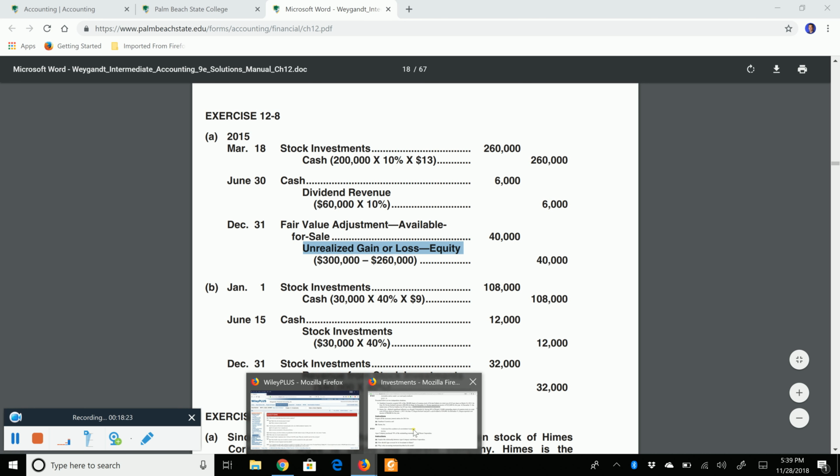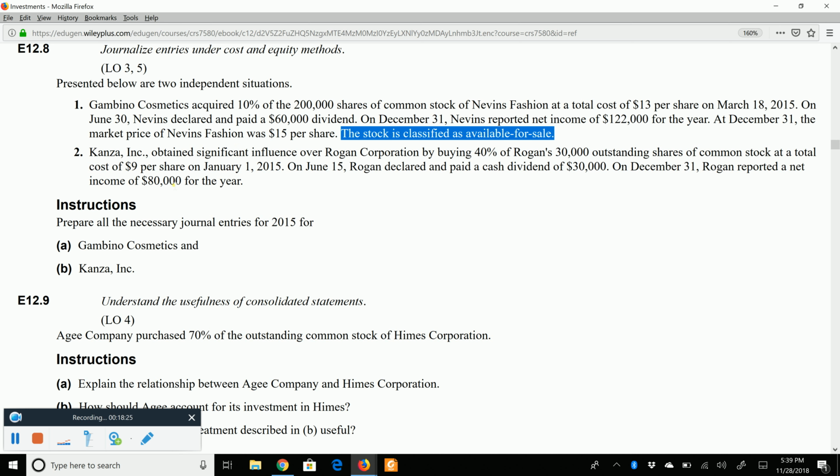Okay, so those are examples of using the cost method. Now let's take a look at situation 2. And in this case, we're going to use the equity method. So we're going to do the accounting for Kanza.